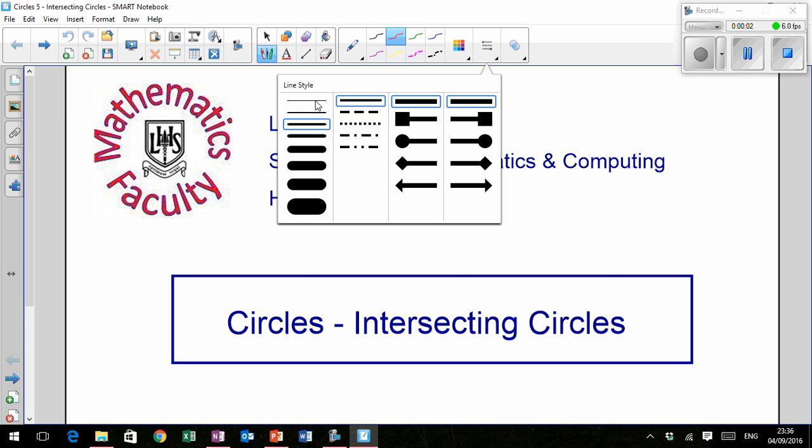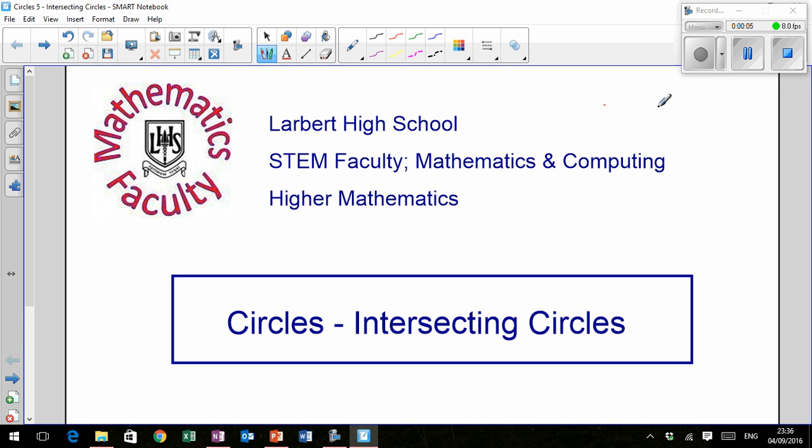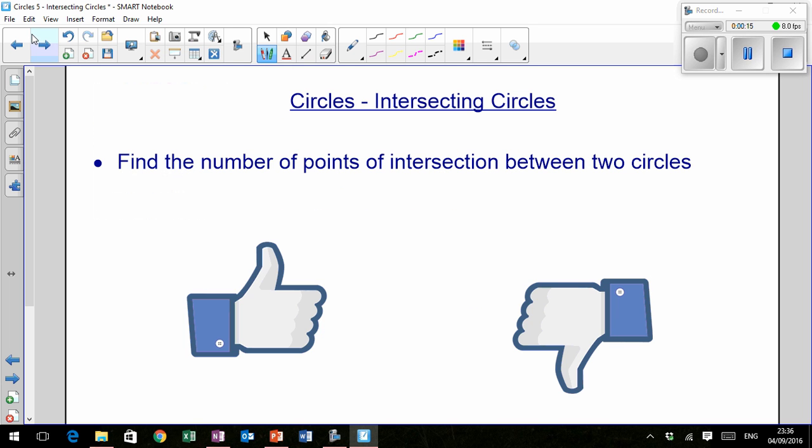Welcome to the fifth and final lesson in the circles topic at Higher Maths. What we're going to look at today is intersecting circles and the conditions for when and how they intersect. That's exactly what it is there: find the number of point intersections between two circles.